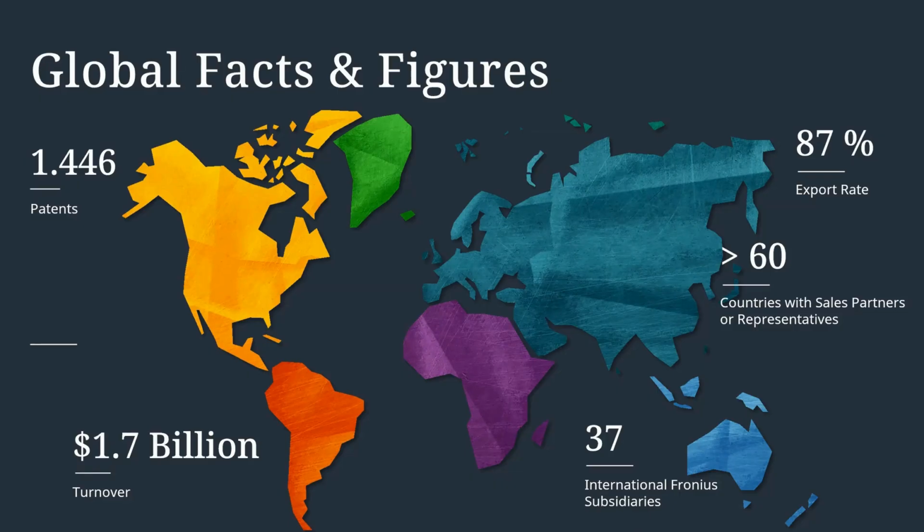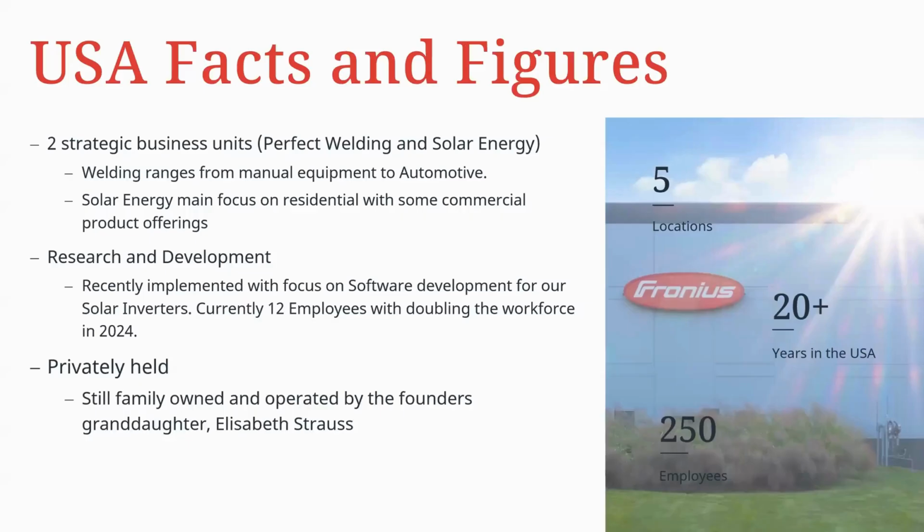Fronius is a global company with over 1,400 patents globally, about 1.7 billion in turnover in 2023. We have 37 subsidiaries spread across the world. We have a couple of main offices here in the United States as well. We have 60 countries with sales partners and representatives. And about 87% of the products which we are manufacturing is being exported to other countries. So not only are we a figure in the United States market, but globally speaking, we have a lot of accolades and things to bring to the table.